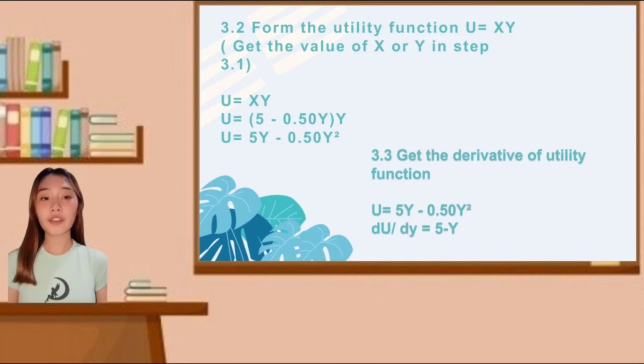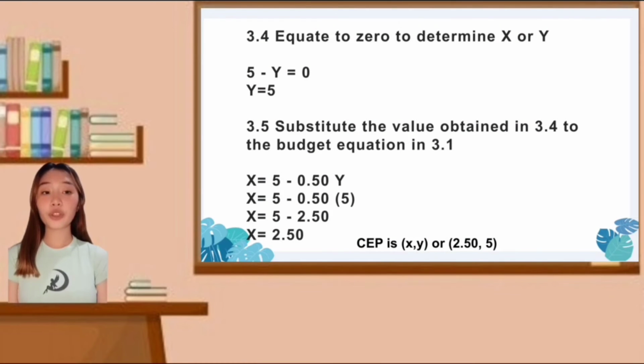Now, get the derivative of the utility function. U equals 5y minus 0.50y squared. du over dy equals 5 minus y. Equate to 0 to determine x or y. 5 minus y equals 0, y equals 5. So for the last, substitute the value obtained in 3.4 to the budget equation in 3.1. X is equal to 5 minus 0.50y. X equals 5 minus 0.50 multiplied by 5. X is equal to 5 minus 2.50.